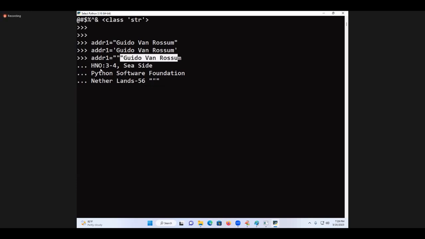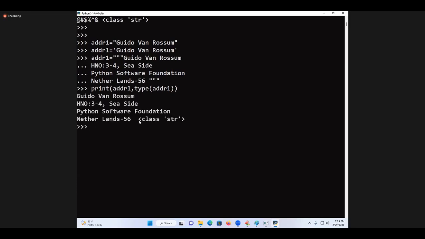This is first line, second line, third line, fourth line. I say here print of ADDR1 comma type of ADDR1. See that now? Is it coming or not? Multiple lines are coming or not? What is the type?